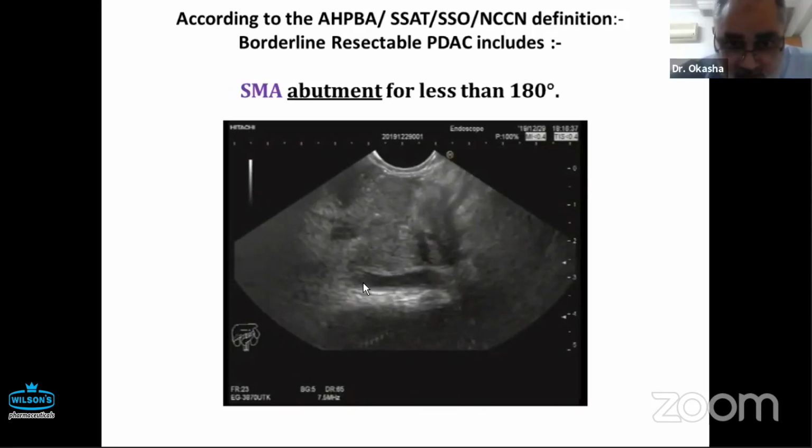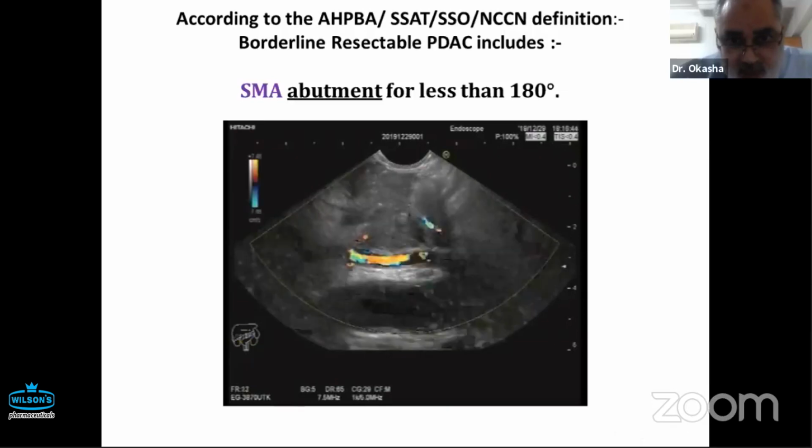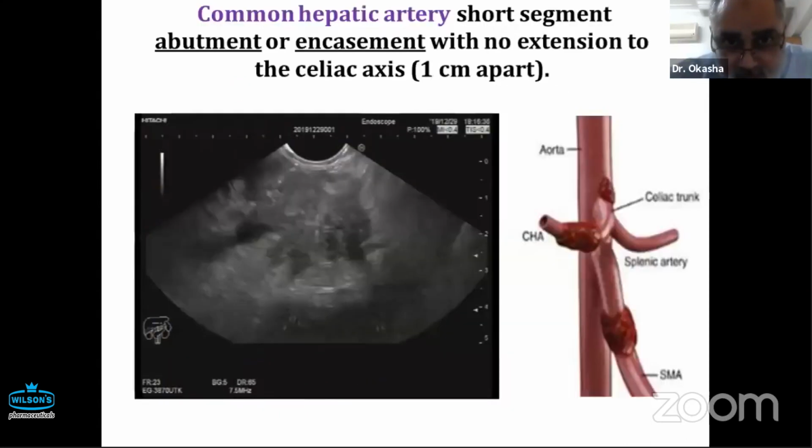Here, the superior mesenteric artery is abutted by this large mass. The mass is present at one side of the vessel, while here there is no mass. So the mass is involving less than half of the circumference of the superior mesenteric artery. So the superior mesenteric artery is abutted, very nicely seen. So it is a borderline resectable tumor.